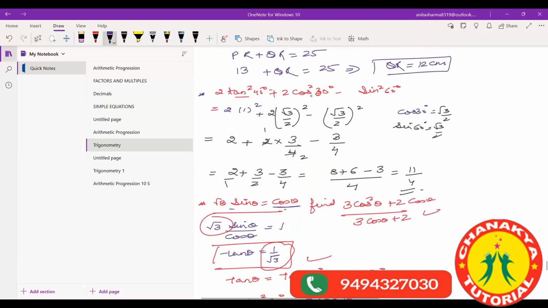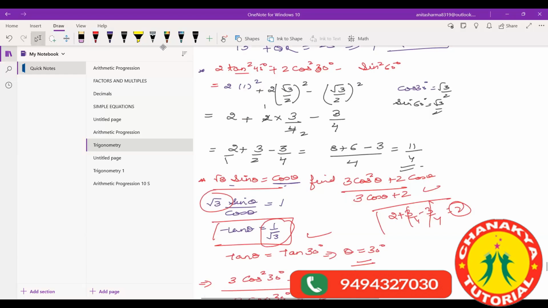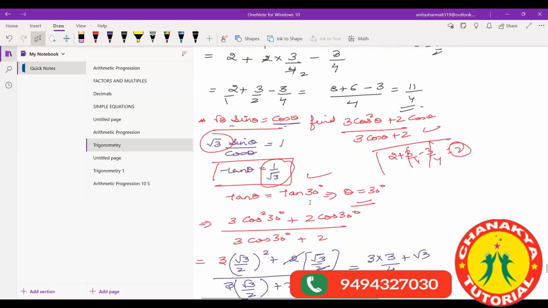So you can do this question like this. Just remove the 2 from here. Right, beta? See, so it will be 2 plus 3 by 4 minus 3 by 4. So the answer will be 2. Okay. So children, have you understood this question? Yes, ma'am. Can you show the third one?